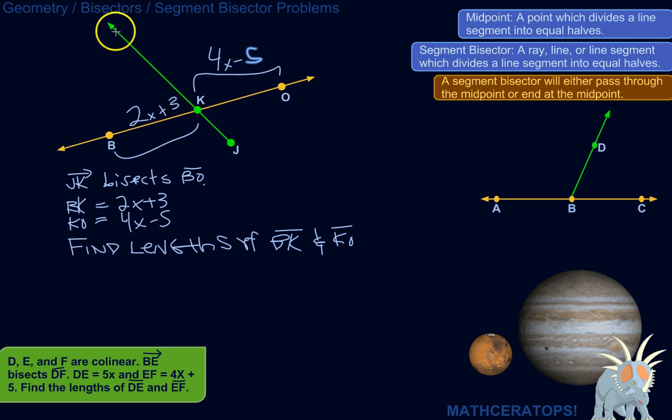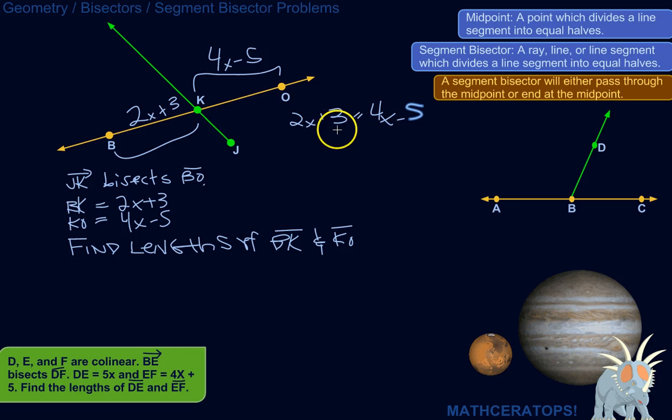And if this is truly a bisector, and therefore K is truly a midpoint, then 2x plus 3 must equal 4x minus 5. So we can just set that up: 2x plus 3 equals 4x minus 5. Now this might seem kind of abstract. Why would you ever need to know this? You will, just later. Right now you can think of it as just a little game. So let's just solve. At this point, we're doing algebra. Back to algebra land here.